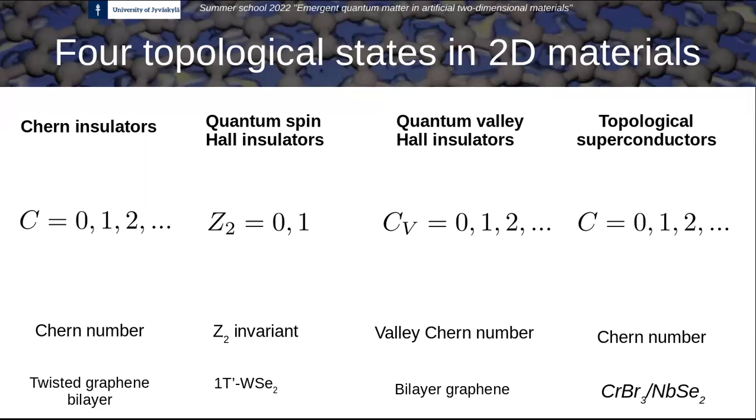Your valley Chern number can take values of 0, plus or minus 1, plus or minus 2, plus or minus 3 and so forth. But of course, for experiments, mainly plus or minus 1 and plus or minus 2 are the most relevant ones. And in the case of topological superconductors, your invariant is also a Chern number, very much like in the case of Chern insulators. Again, you can have 0, plus or minus 1, plus or minus 2 and so forth.